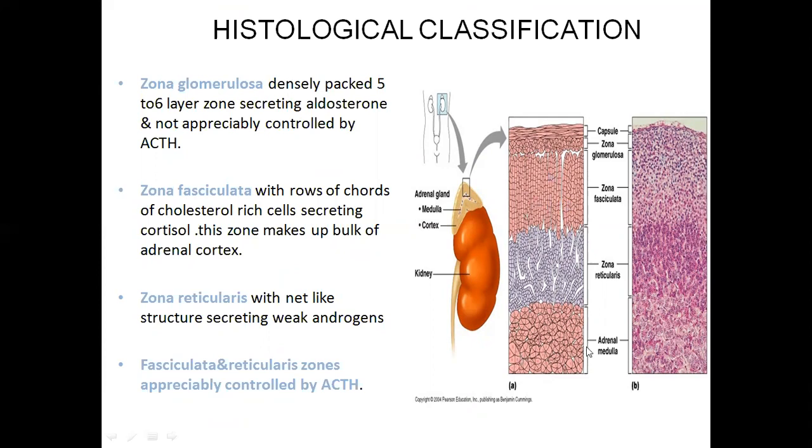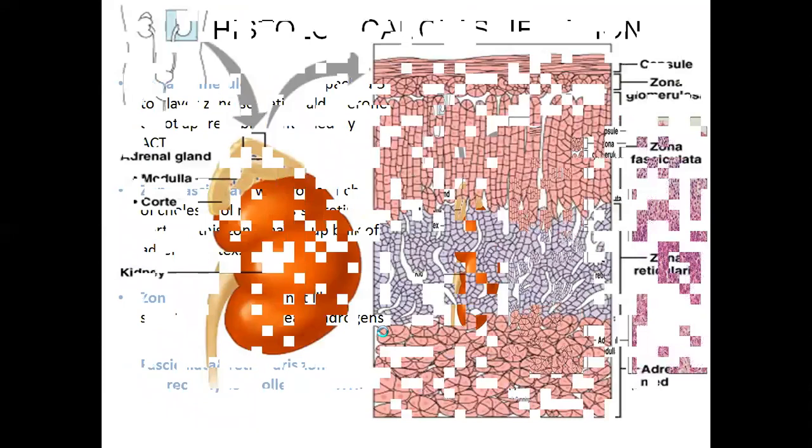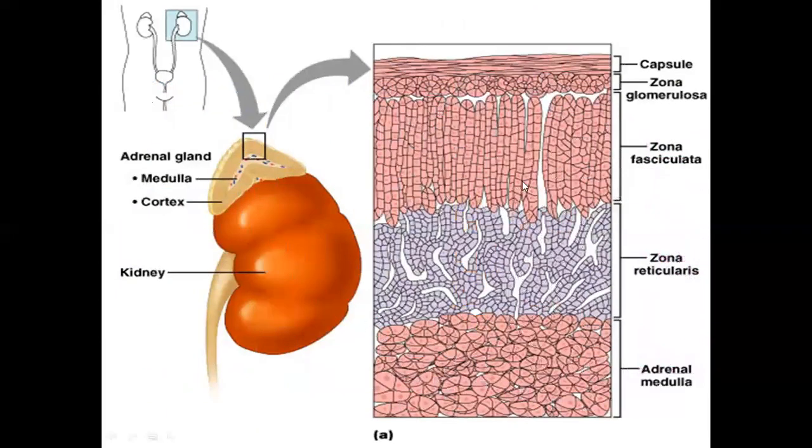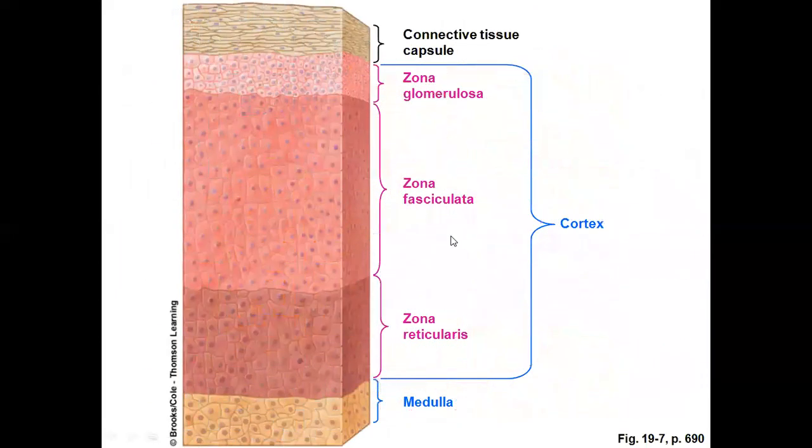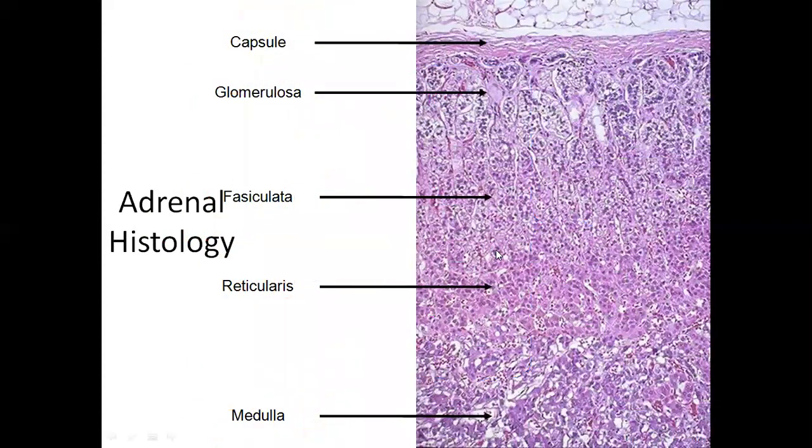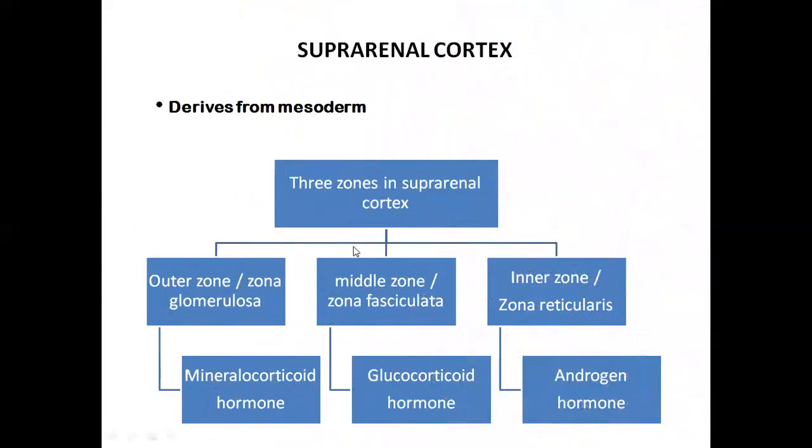From the medulla region of the adrenal gland we have epinephrine and norepinephrine, also called adrenaline and noradrenaline. Okay, so this is a close-up view of the histological picture. Adrenal histology, which has already been done for you.